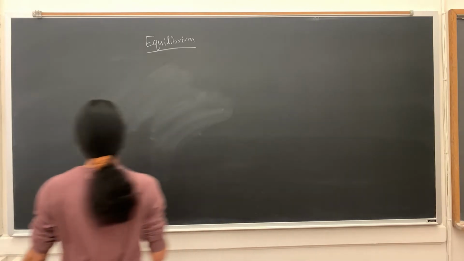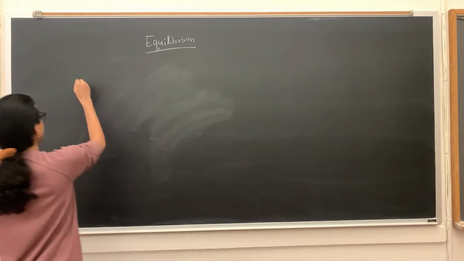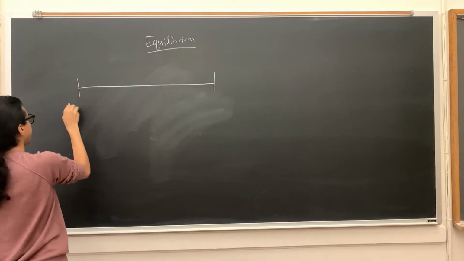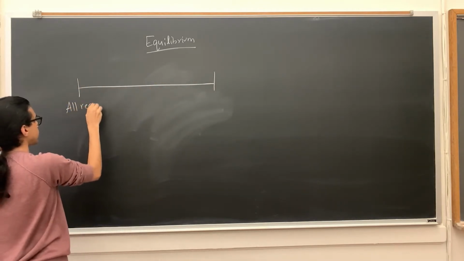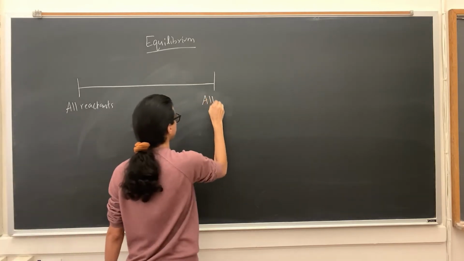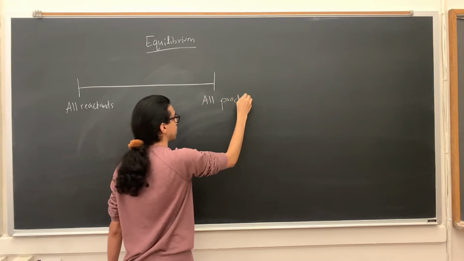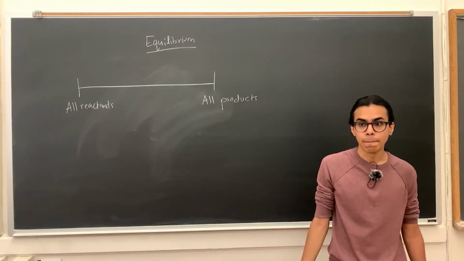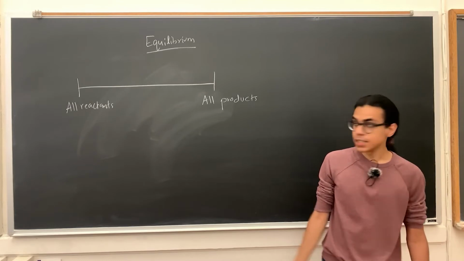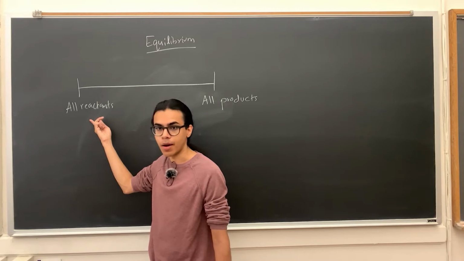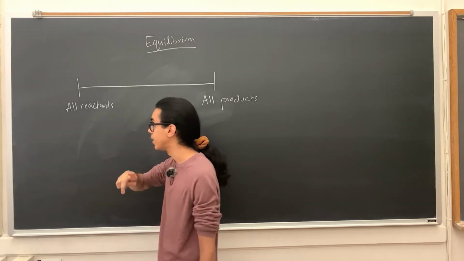But first of all, what is this equilibrium business? Imagine a spectrum where on the left-hand side you have all reactants, no products, and on the right-hand side you have all products, no reactants. These are the two extremes that can be possible. Clearly, when your reaction begins, you're here, you're all reactants, because the product hasn't formed yet, the reaction hasn't started.